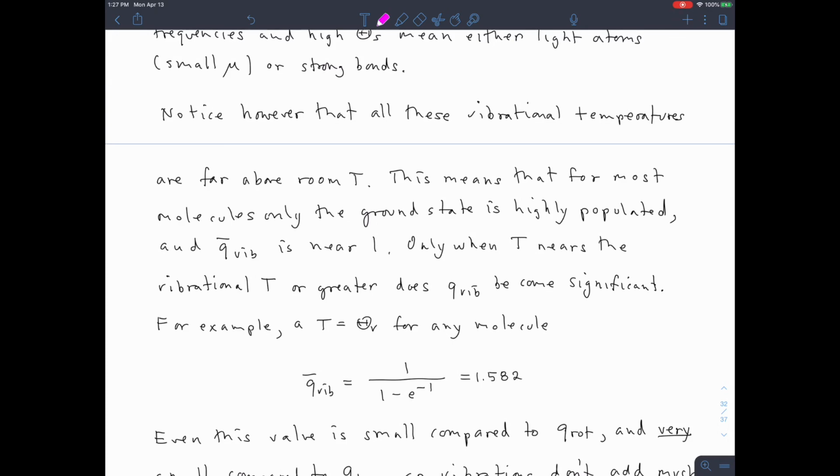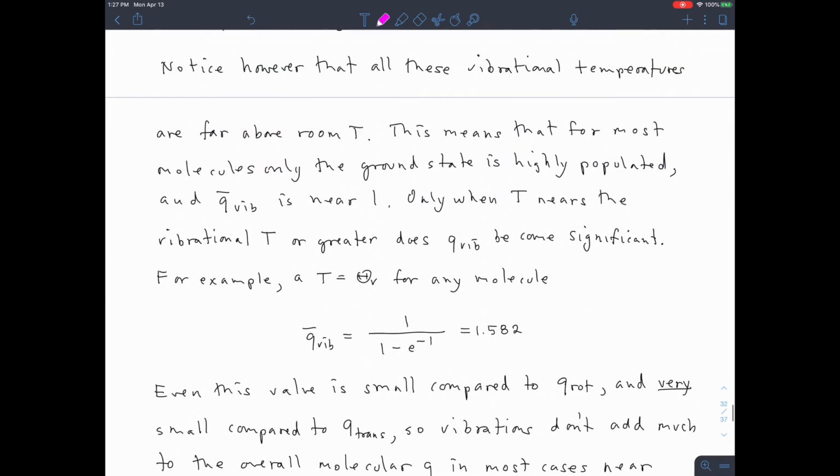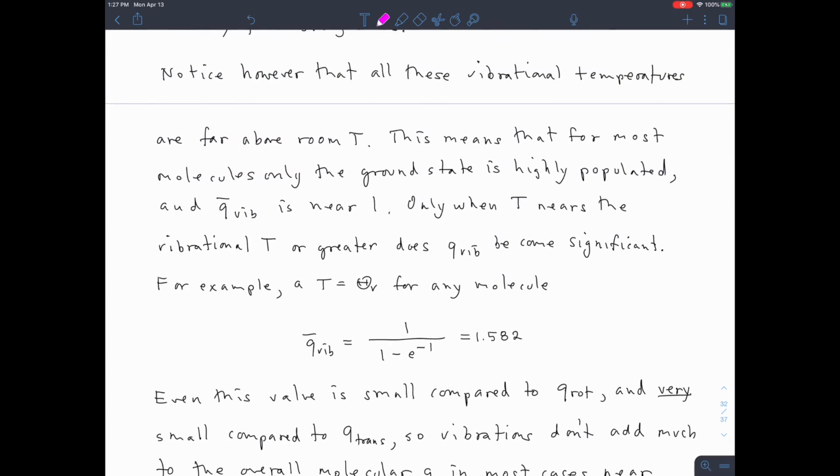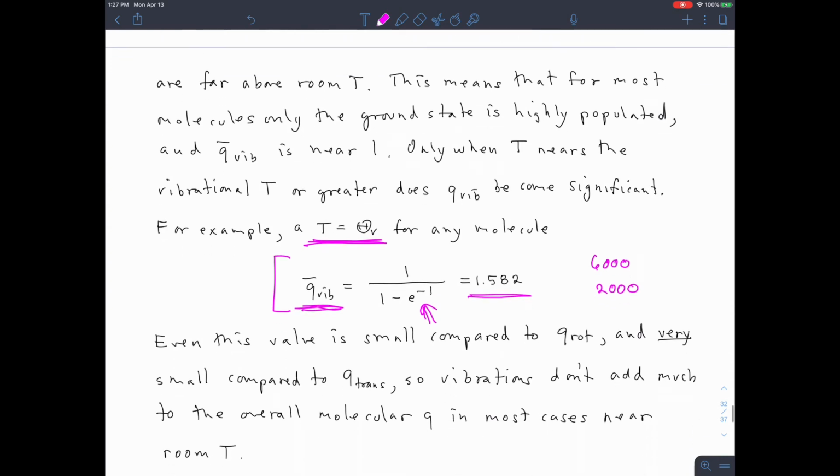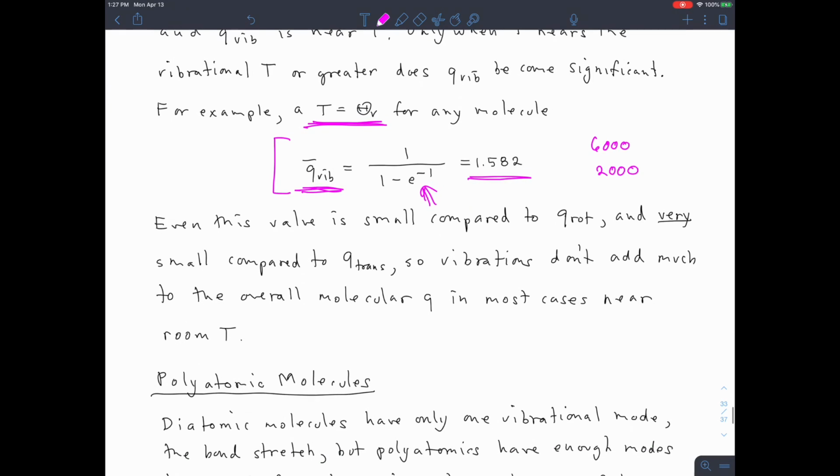All right, so let's do one more thing before we look at the normal modes, and that's to see what happens to Q vibe when T is actually equal to the vibrational temperature. In that case, just plugging the numbers in, Q vibe is equal to about 1.6, which means that even when you're at 6,000 degrees for hydrogen or 2,000 degrees for nitrogen, you're still not getting very many occupied states, and Q vibe is still only about 1.5 or maybe 2.